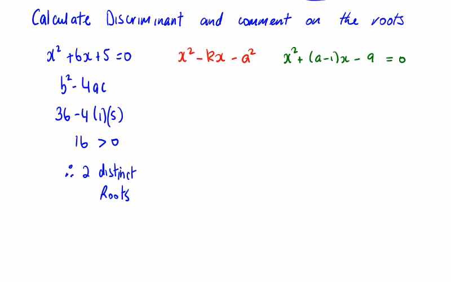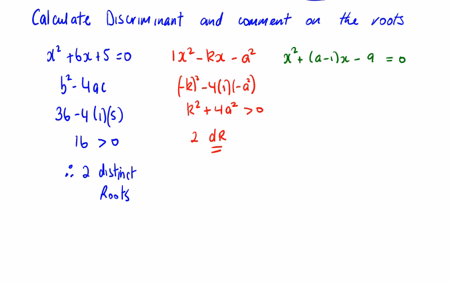Number 2, b squared. You can put in the minus k to be squared if you want, but anytime there's a minus number to be squared, it's going to be positive. So minus k squared, minus k to be squared, minus 4 times a, which is 1, this 1x, times c, which is minus a squared. So we're going to get k squared plus 4a squared, which both of these numbers are greater than 0. So therefore, this is greater than 0. So therefore, 2. I'll just write dr for distinct roots.